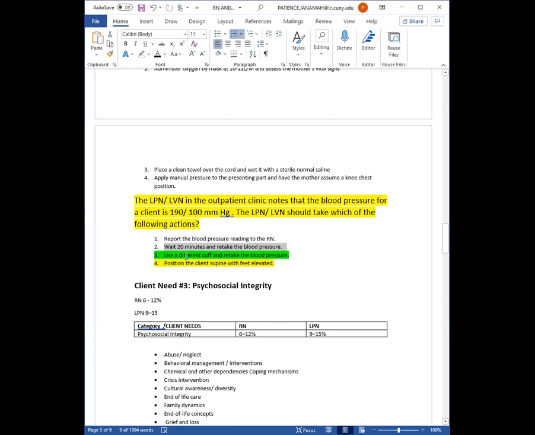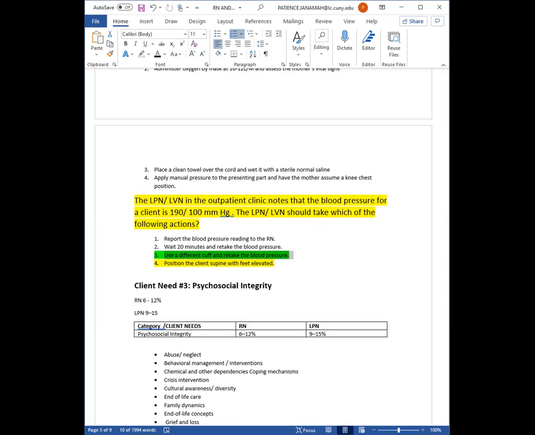Then we have use a different cuff and retake the blood pressure. Why would you use a different cuff? The reading has already told you the blood pressure is this. You cannot manipulate it. So the blood pressure NCLEX gives you is the standard blood pressure. It's not about retaking it. It's not reassessment. They are not asking you to reassess. They want you to take a step because you have just seen that it's high. So even if you use a different cuff, did they tell you the cuff they used was small? No. Don't read into the question.